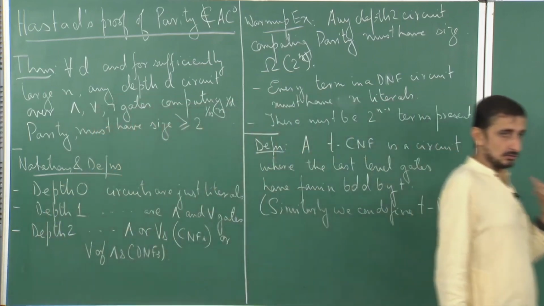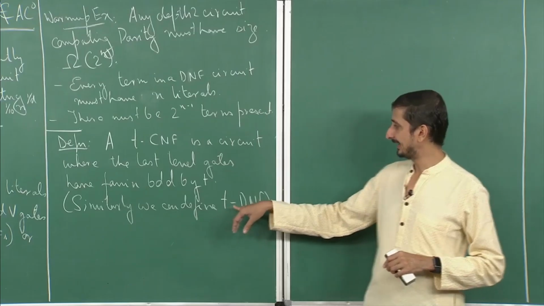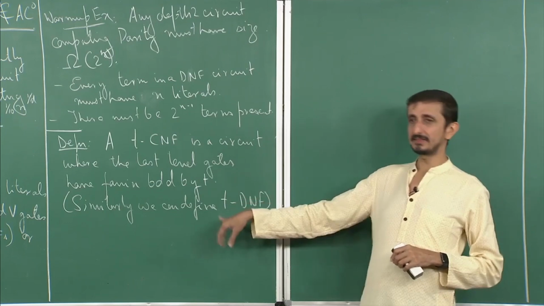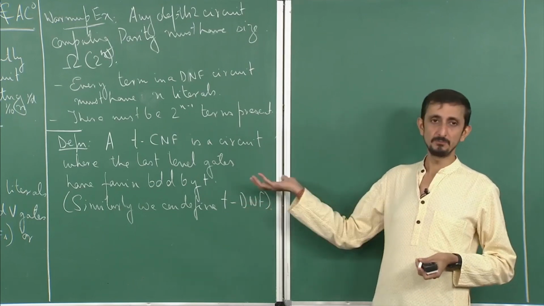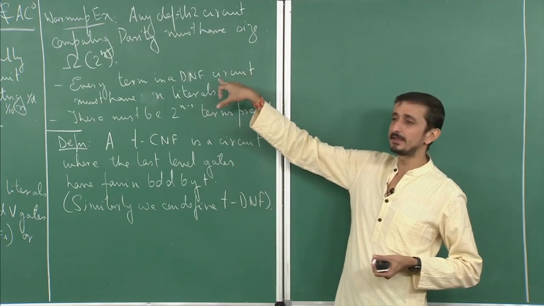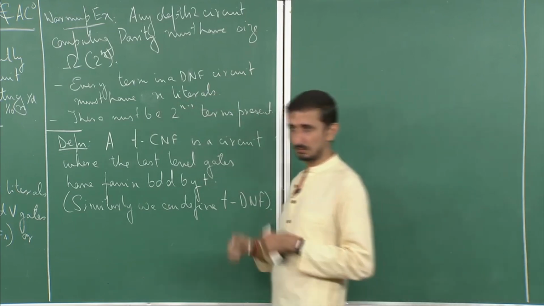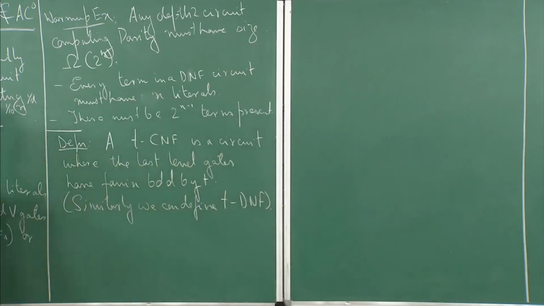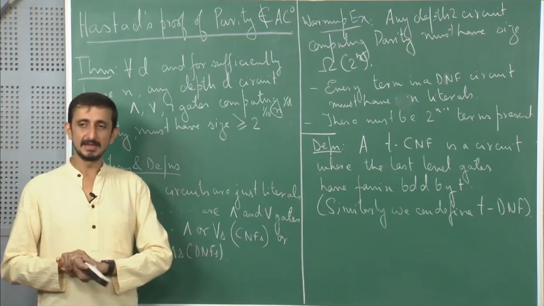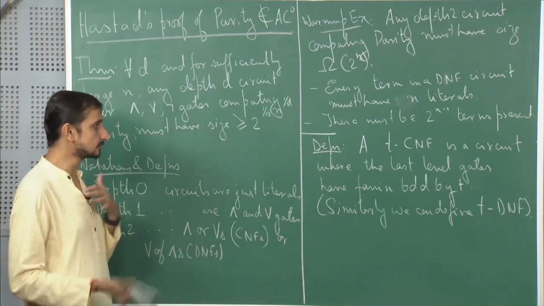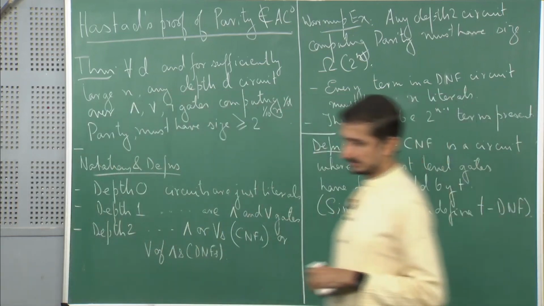Now, you can see that if I have a T-DNF where T is smaller than n, for example an n minus 1 DNF, clearly it cannot compute parity by this argument, because every term must have all n literals, and the same holds for CNFs. So, we will show that a restricted form of DNF or CNF will be used to give the lower bound. What else?